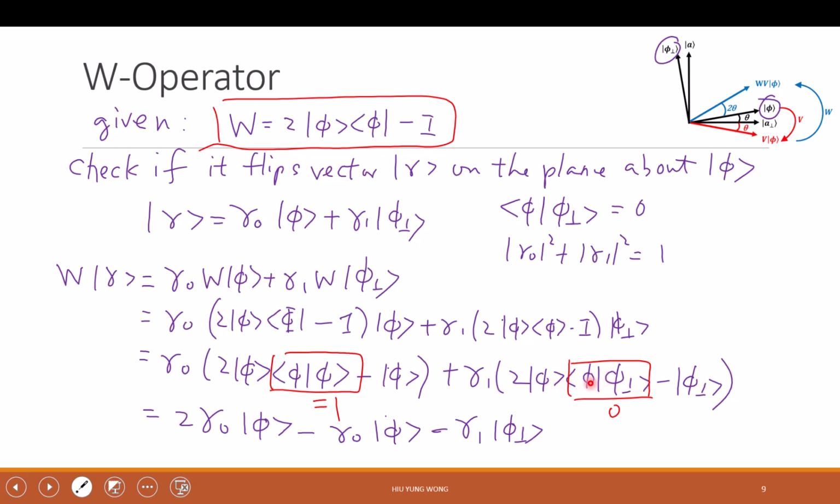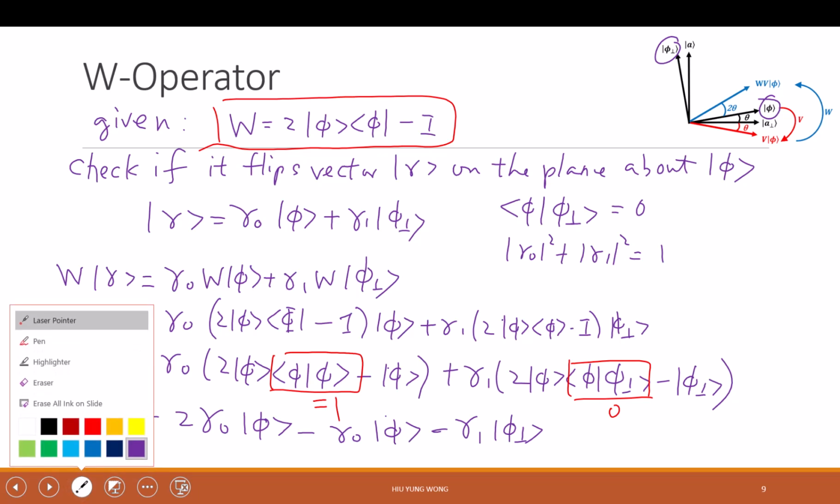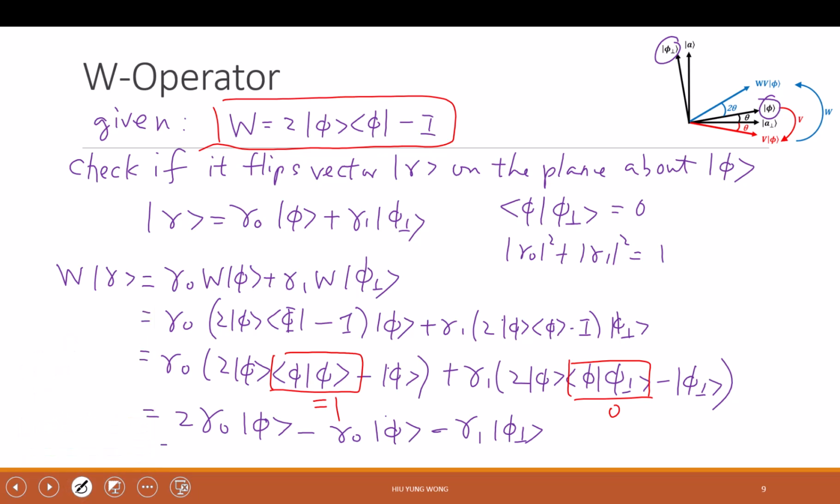And then this 1 0 is gone. So I only have negative gamma 1 phi perpendicular, right? So the whole thing is just equal to gamma 0 phi minus gamma 1 phi perpendicular. Correct? So what does it mean then?